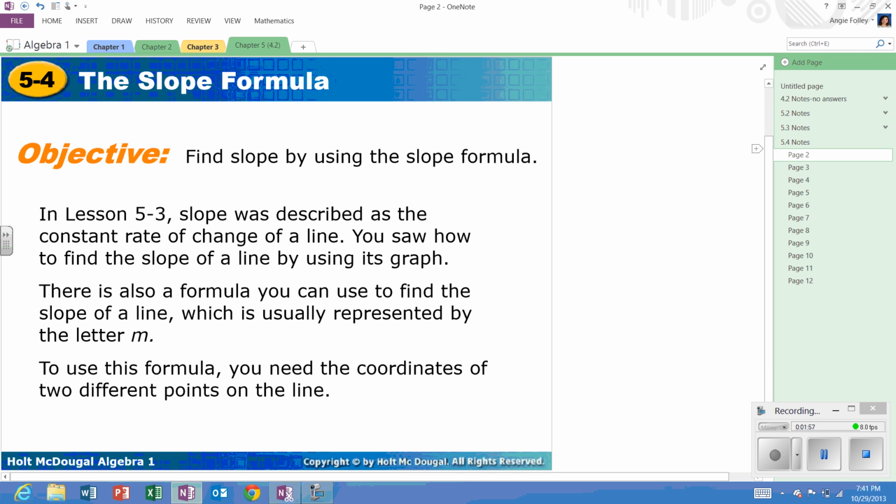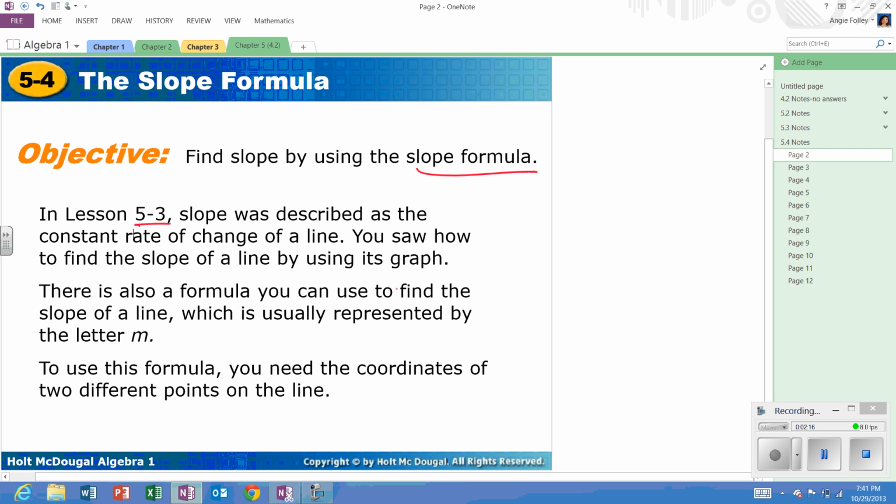Okay, so the objective for today is to find the slope by using the slope formula. So we're going to actually learn the slope formula today. In the last lesson, lesson 5.3, we looked at how slope was described as the constant rate of change of a line. And we saw how to find slope of a line by using its graph, and that's what we did with the rise over the run.